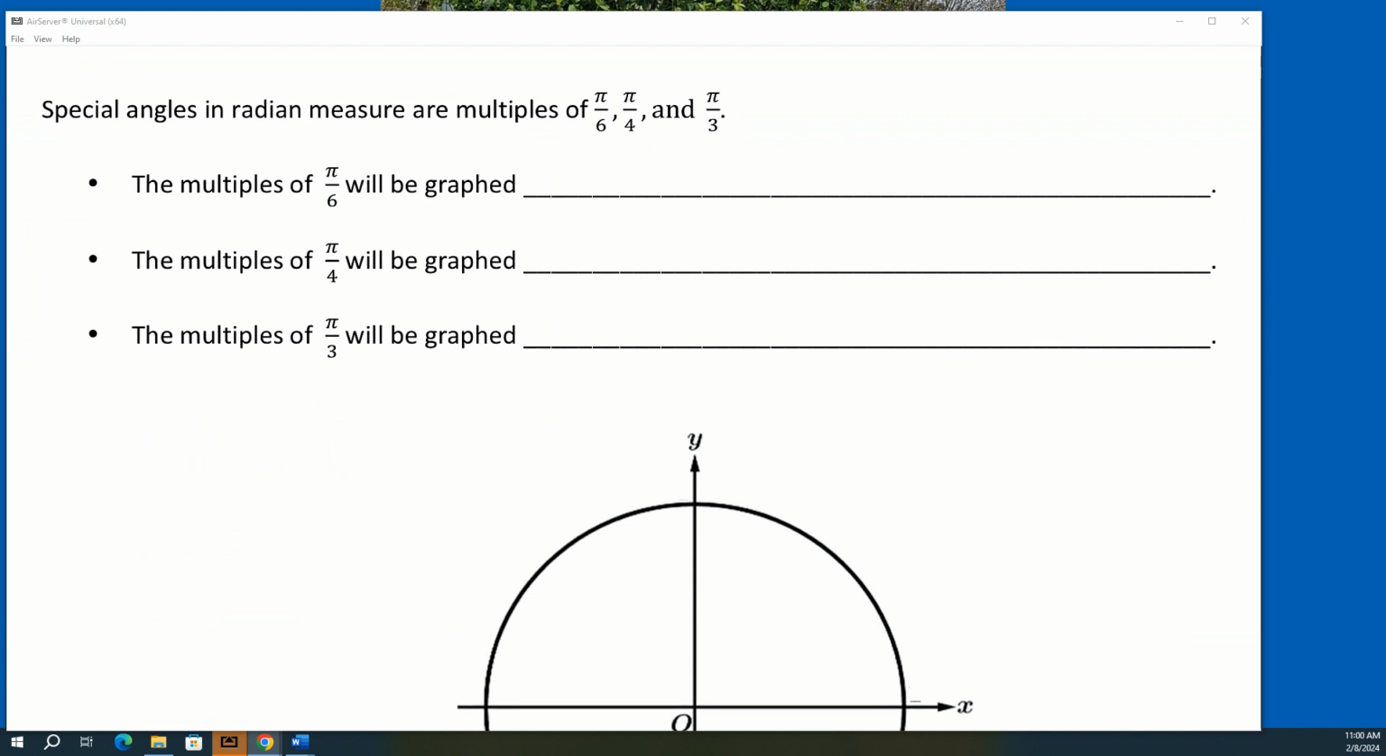So we just did pi over 6. So any angle that's a multiple of pi over 6 is going to be also special. And the multiples of pi over 6 are going to be graphed closer to the x-axis. So if you look at the ones we just did, if you're comparing the angle, if it's closer to x or y, it's definitely closer to the x-axis. All right, the multiples of pi over 4 are going to be graphed exactly between the x-axis and y-axis.